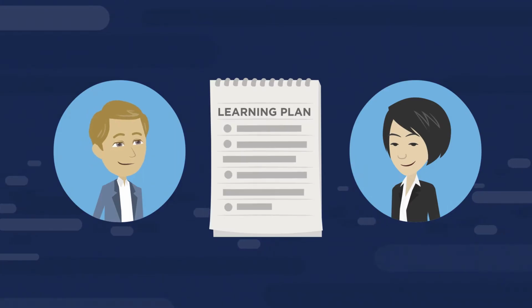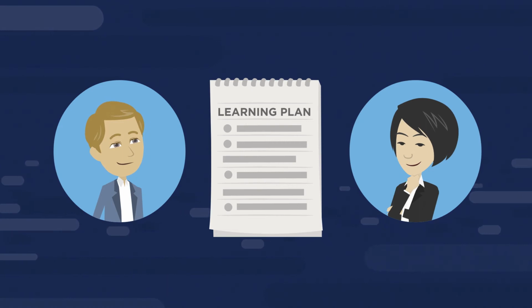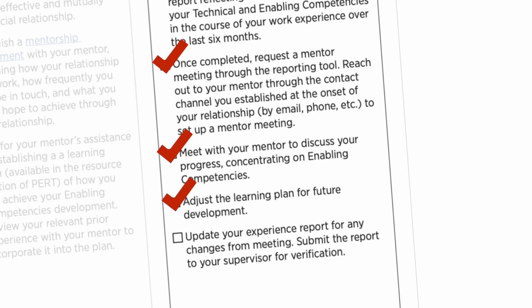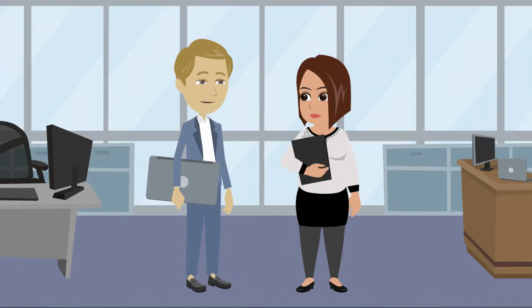With the help of his mentor, Jason develops an action plan for the other enabling competency areas and identifies a few scenarios in the workplace to watch for. He will also ask his supervisor if he can be involved in these opportunities to further develop his enabling competencies.